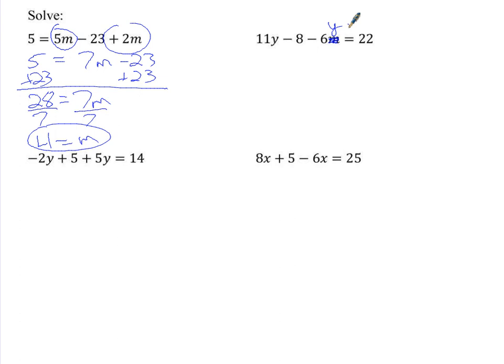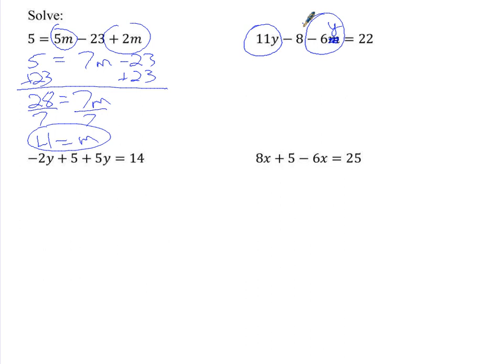Probably as I was making that, I just copied and pasted it and forgot to change the m from the previous problem. All right, now we can solve this one. What do we do? We have like terms to combine. The like terms are 11y and negative 6y. So when I put those together, what do I get?